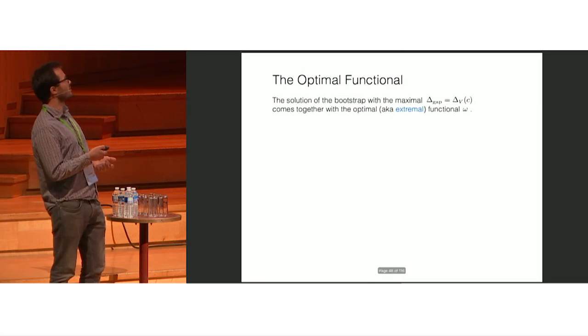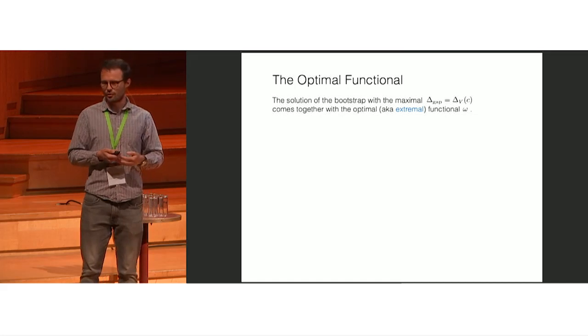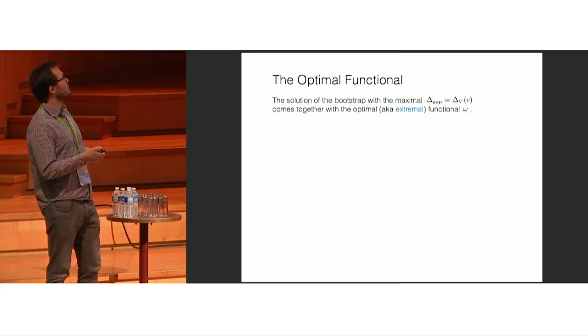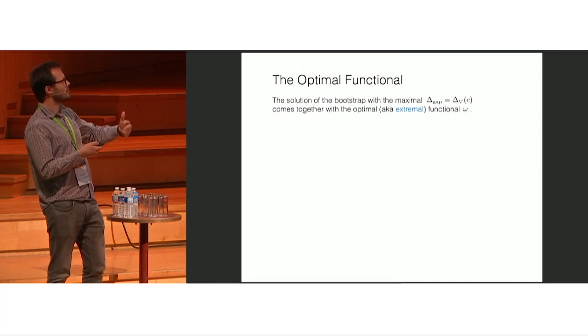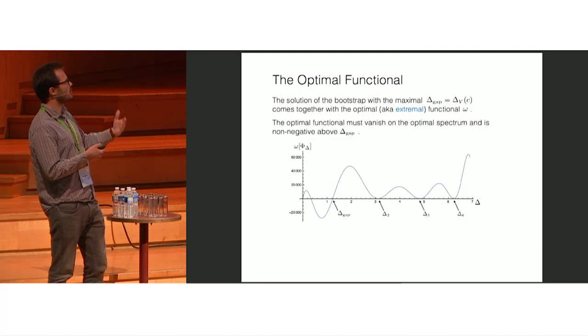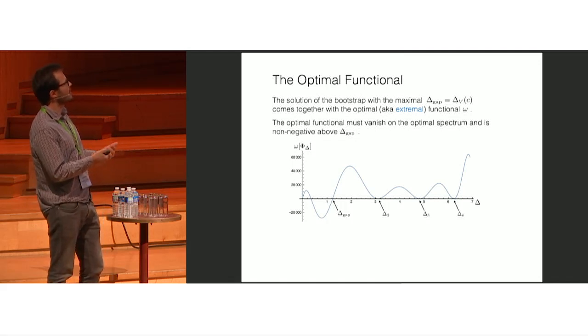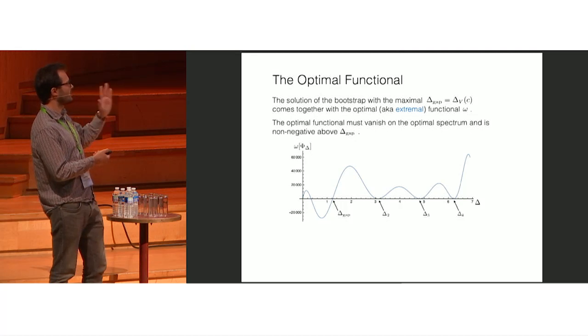Now let me say a few more words about what the optimal functional is, because I can imagine it can be a rather unfamiliar object to most of you. So the idea is that the solution of the bootstrap with the maximal delta gap, which is equal to the optimal bound, comes together with the optimal, also known as extremal, functional omega. And this optimal functional must vanish on the optimal spectrum and is non-negative above delta gap. So from this, it follows that it has this characteristic structure: it has double zeros on the optimal spectrum, except for the first primary, where it has a simple zero.